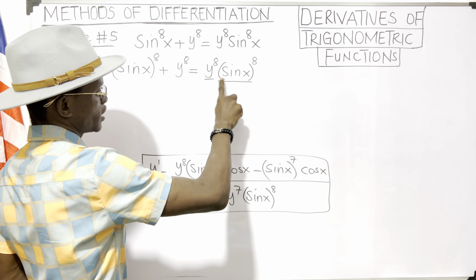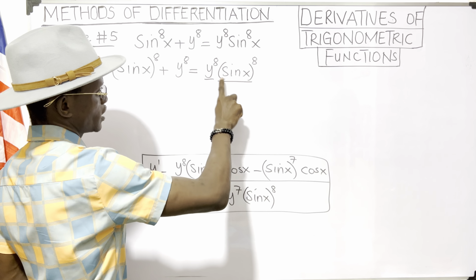It means this will just cancel. So it means that y raised to the 8th power sine of x raised to the 7th power is just equal to this expression. So where we see this, we're going to put this expression. That's the first. The second is for us to solve for y raised to the 7th power sine of x raised to the 8th power. We can also get it from right here.